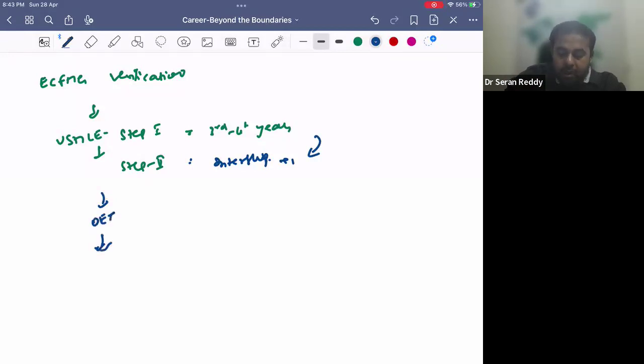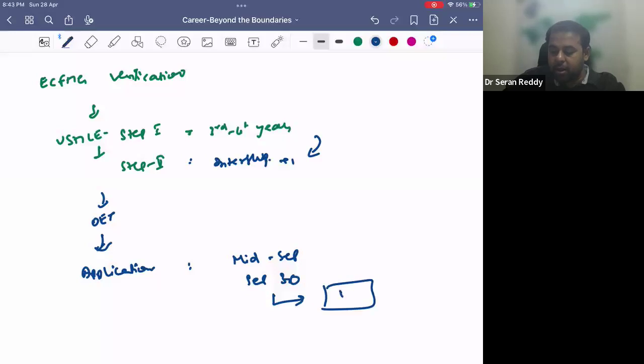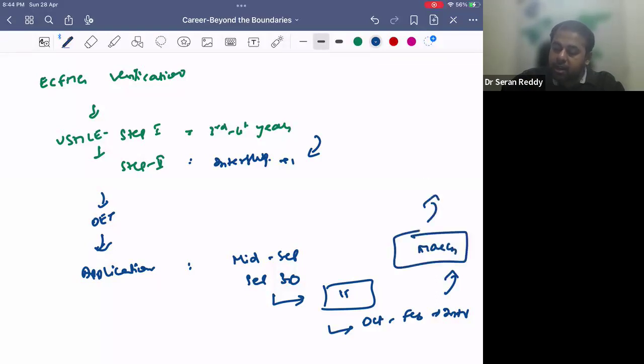And then you submit your application. Usually the last date to submit applications is mid-September, and sometimes till September 30th. If you submit by September 30th, they will review for 15 days. From October till February, the interviews happen, depending on which residency programs you applied to. The results usually come in March, and you start the residency in July.